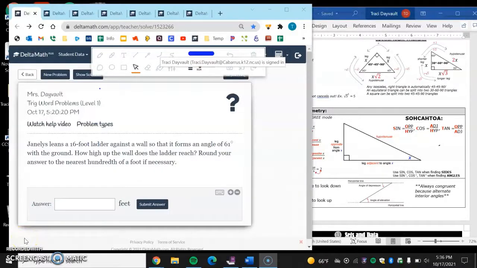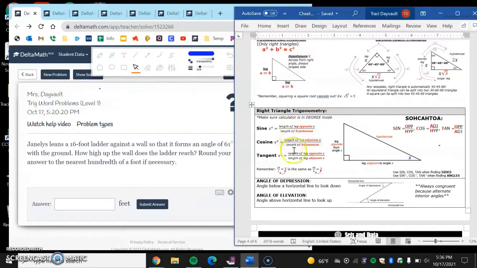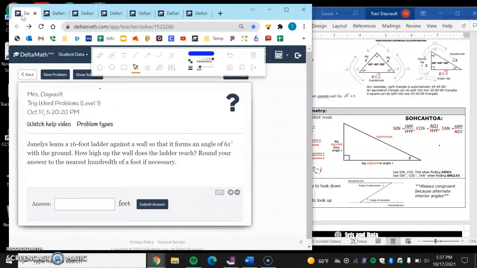All right, my friends, guess what today is? Today is Trig Word Problems Day. As long as you understand everything about our trig ratios that we have been practicing with, then you should be good to go. We're just going to have to draw the triangle based on what the situation says in the word problem.